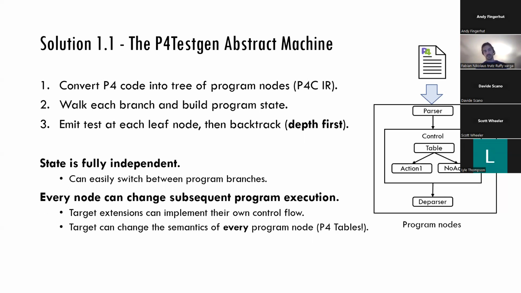The important features are that state is fully independent, so whenever you are in a particular program branch, you can easily switch. While we're walking through this, every node can alter or change program execution, and it can also be subclassed or overwritten by a target extension. Each target extension can implement its own control flow, and each target can also change the semantics of every program node. For example, when you step into a table or traverse a table execution, different targets have different notions of what it means to execute a table, and so you can implement an extension for this.